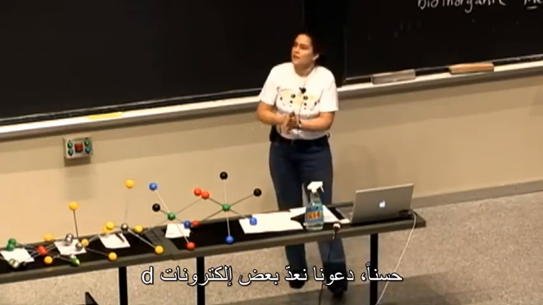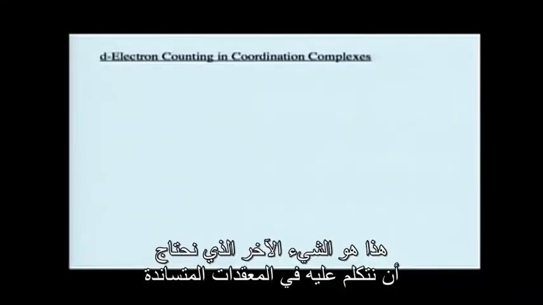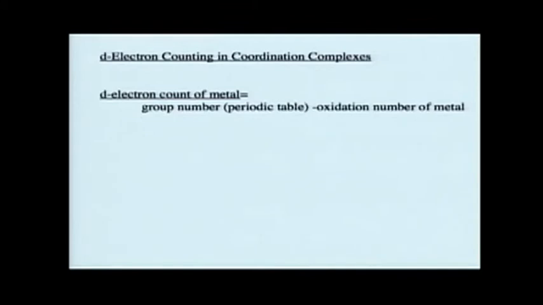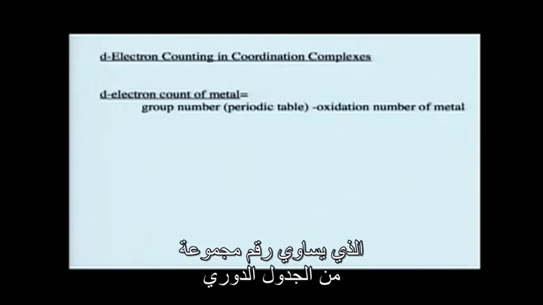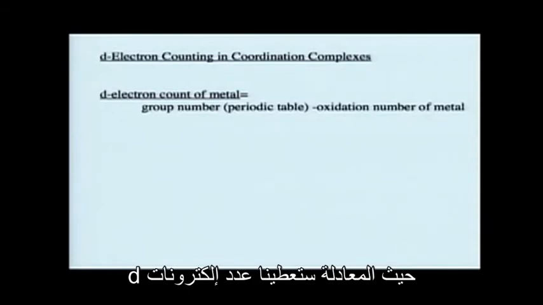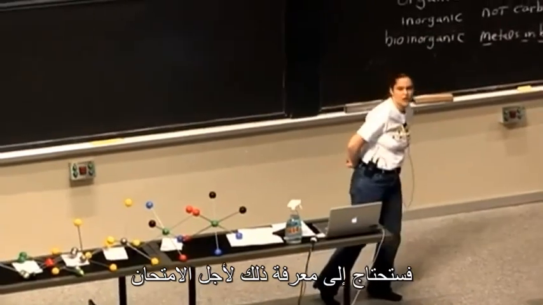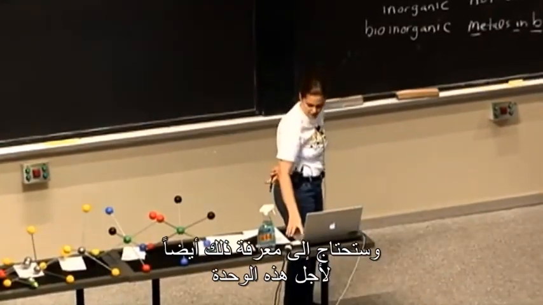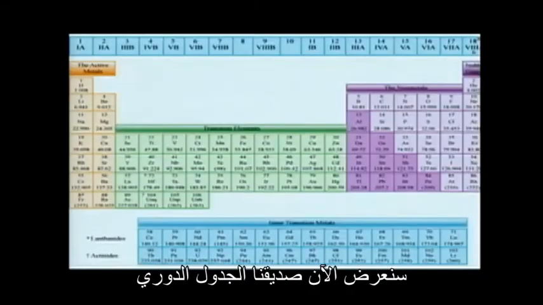All right, so let's do some d-electron counting. This is the final thing we need to talk about in coordination complexes. We're going to refer to the d-electron count of the metal, which has to do with the group number from the periodic table minus the oxidation number of the metal. That's going to tell us the d-electron count. If you haven't learned how to do oxidation numbers yet, you need to know that for exam 3, and you need to know that for this unit. So let's look at a few examples of this, and we'll put up our friend, the periodic table.